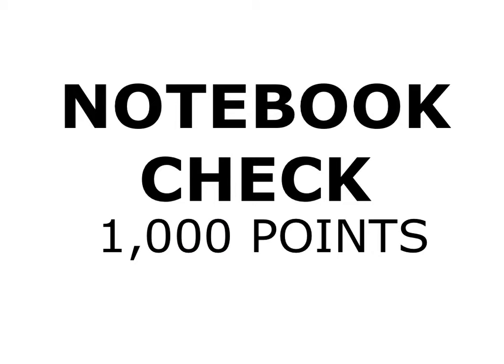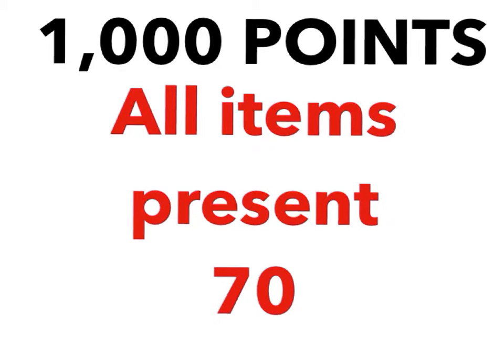Today is your notebook check. It's worth 1,000 points. The bottom line for your notebook to get 1,000 points is you must have 70 items. It should be about 83, so I've made it only 70 items. Here is the definition of an item.